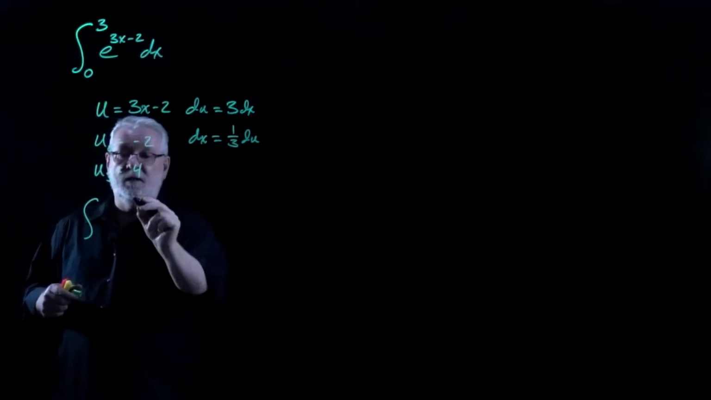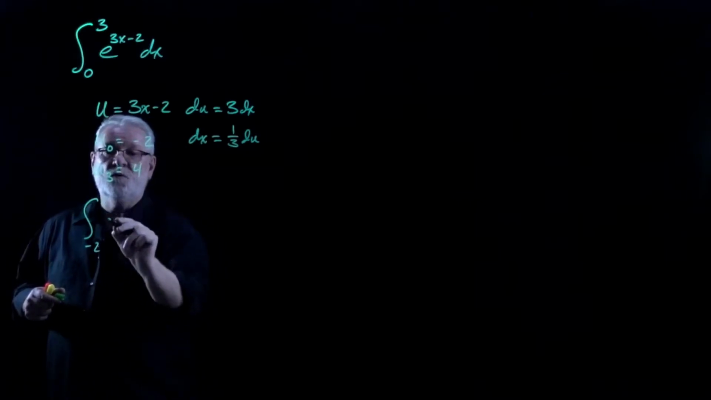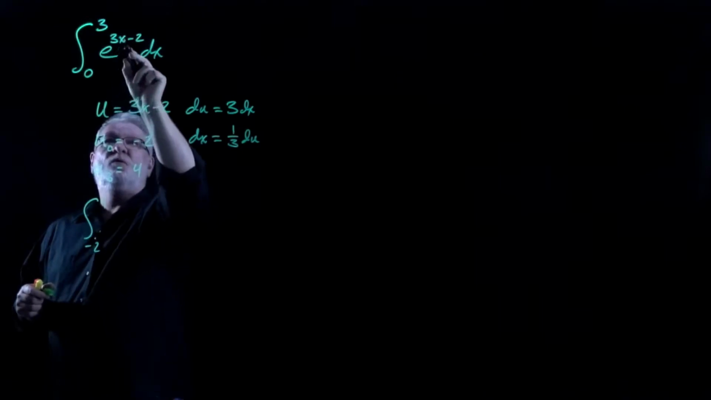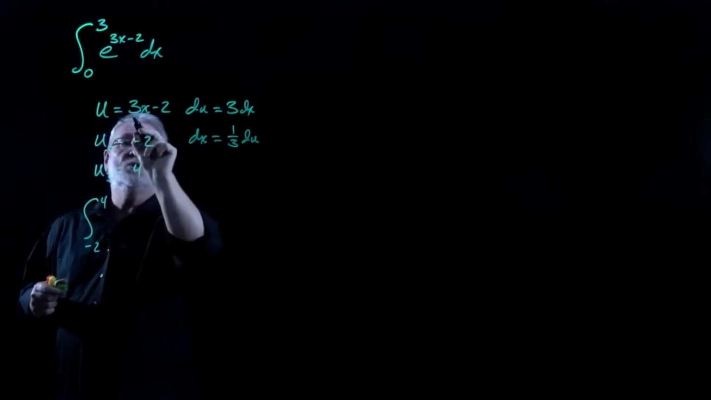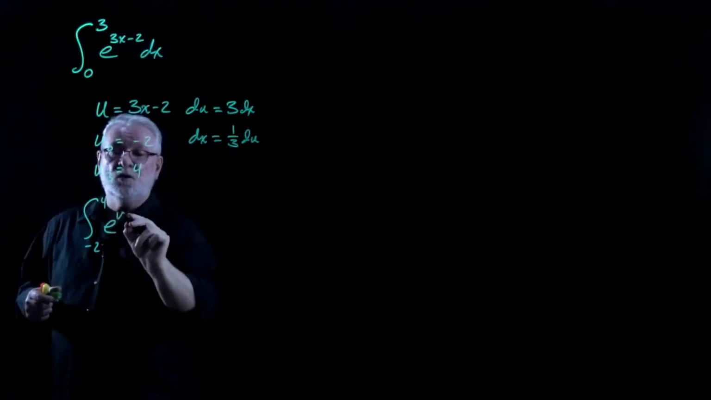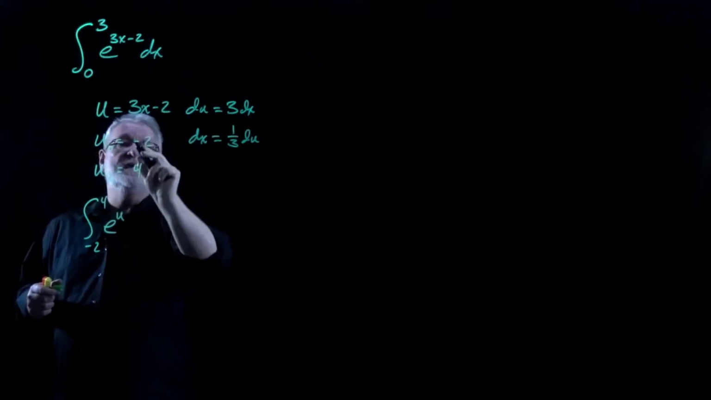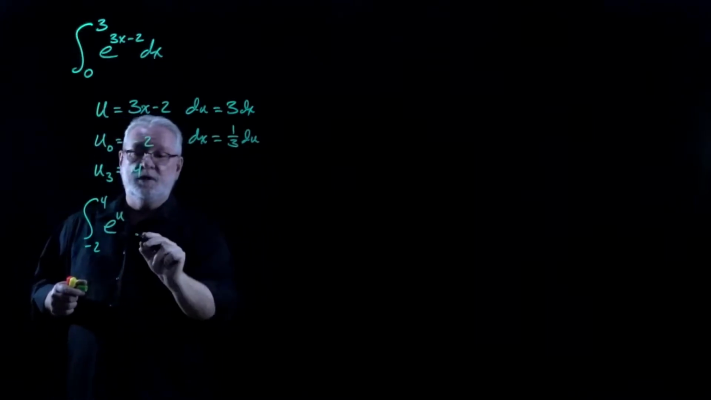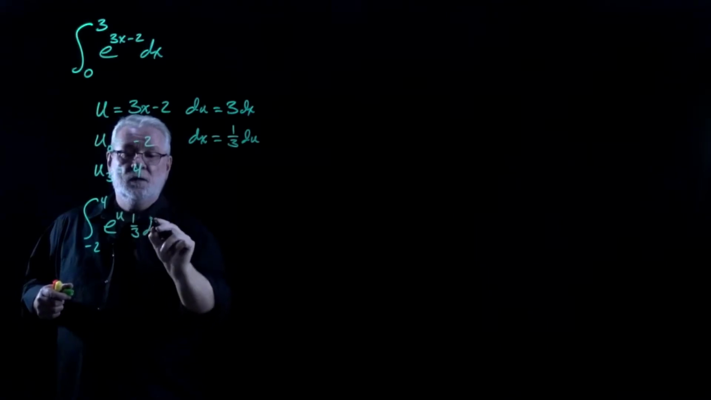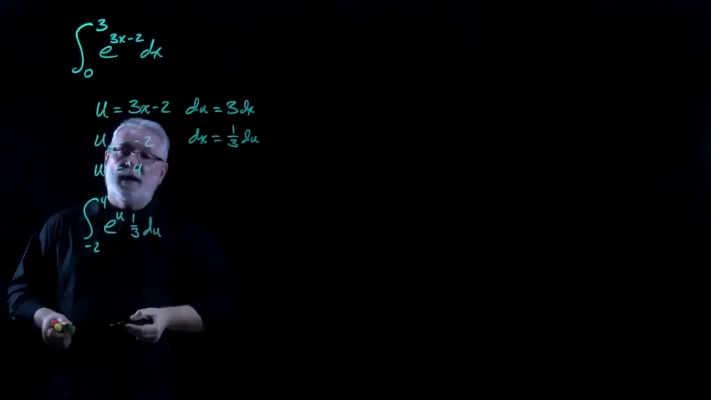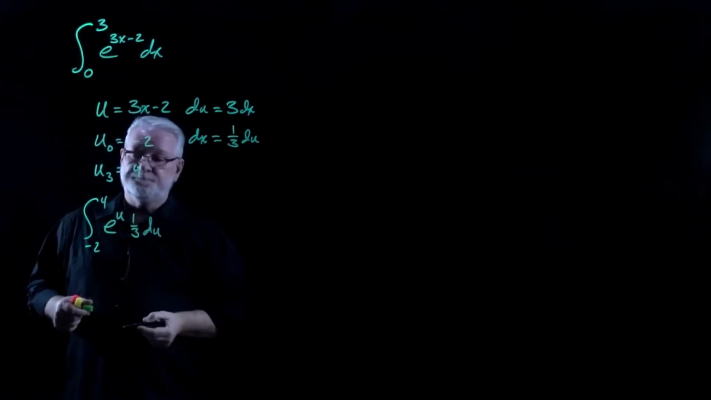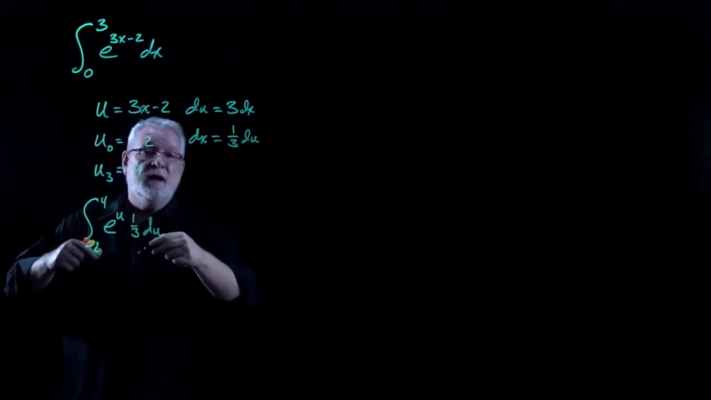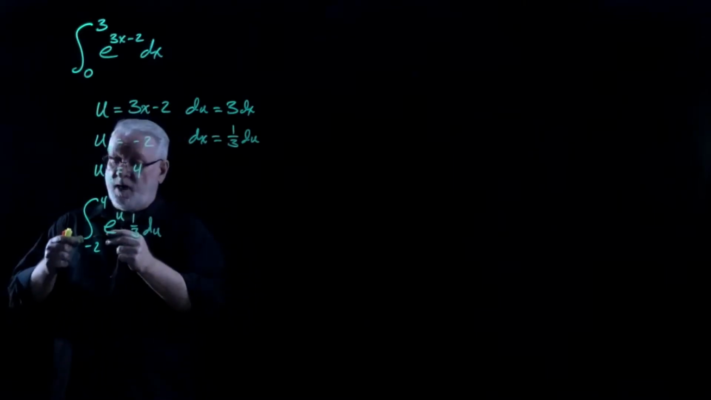Let's go ahead and complete the substitution, but we're not going to complete the integral. This will now be the integral from -2 to 4 of what e to the 3x minus 2 is, which will be e to the u, and I'll replace dx with 1/3 du. And now we're ready to complete the integration. Plug in the limits, and we'll end up with the same answer we would have gotten with the original.